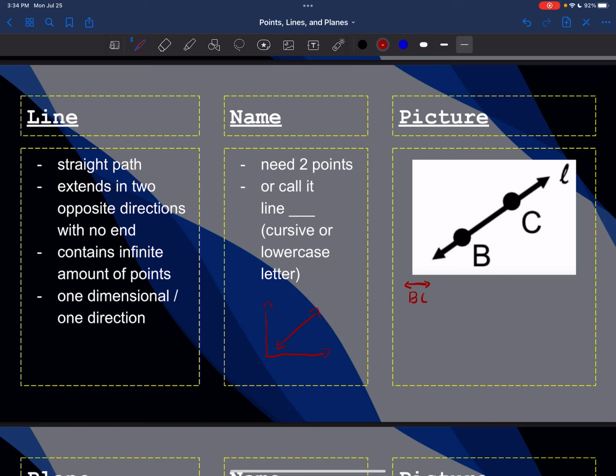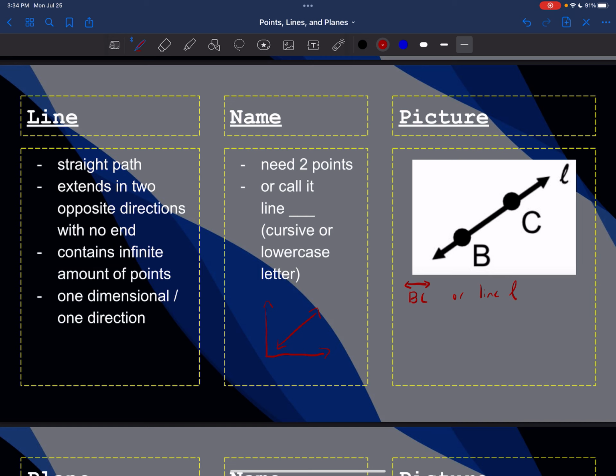Now, there is another way that you can name this line. You can call it by its cursive or lowercase letter. You can call this line L, or you can call this line L with the cursive or lowercase letter, right? So 2 ways to name this particular line.